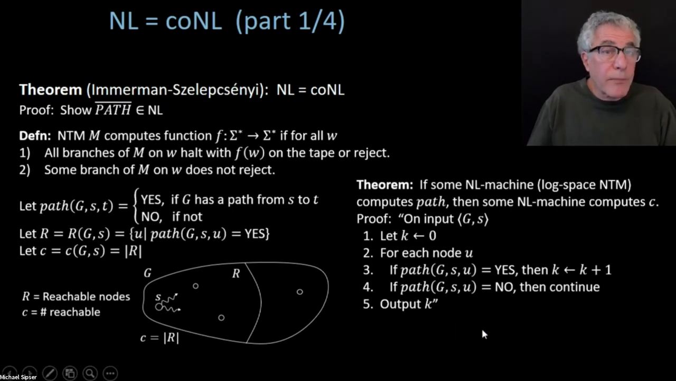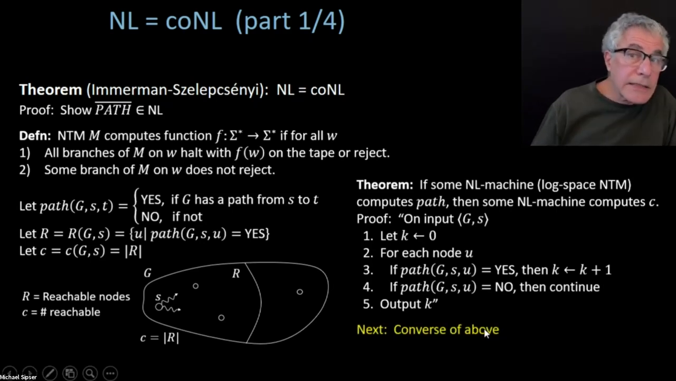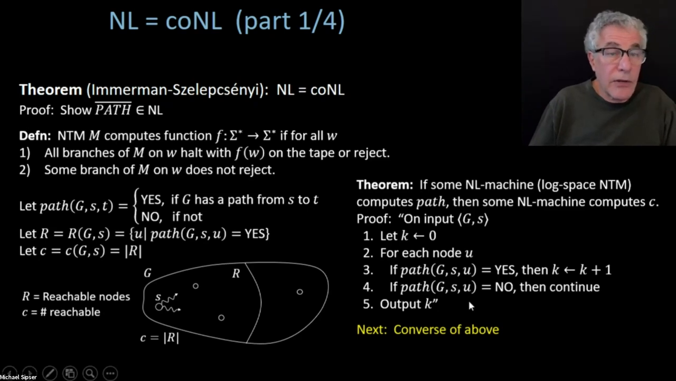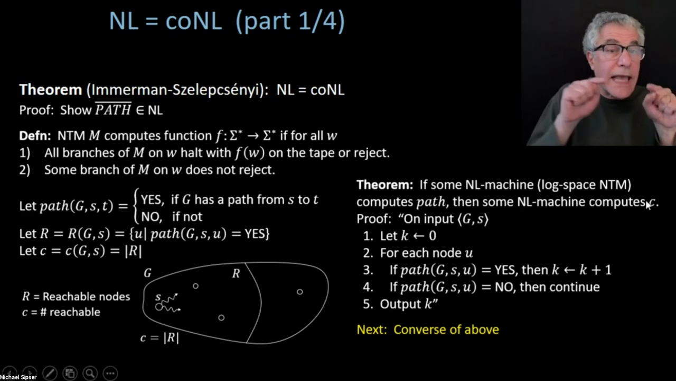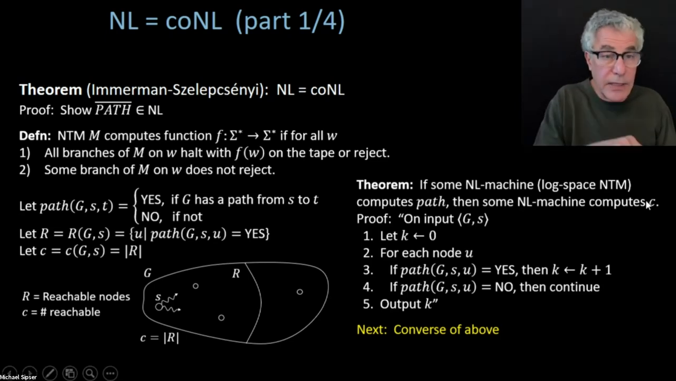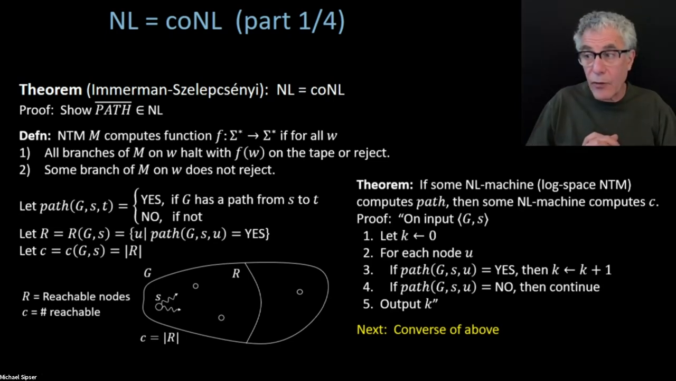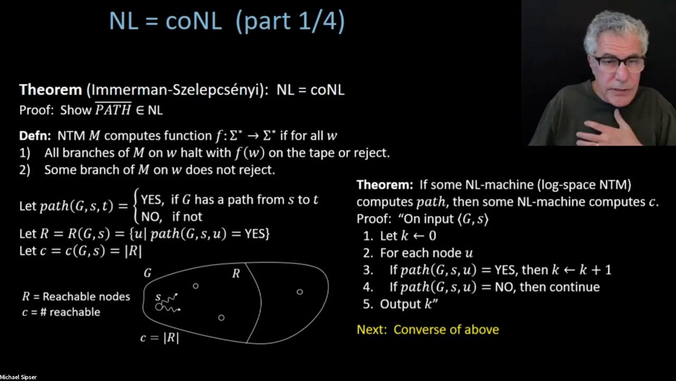Okay. So what I'm going to prove next is the converse of this, and that's the magical hard part. That if I can compute the count, then I can do the test of whether individual nodes are connected, have a path from S. Okay, so let's just see.